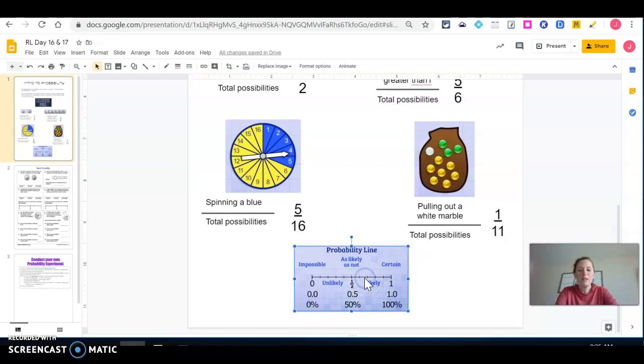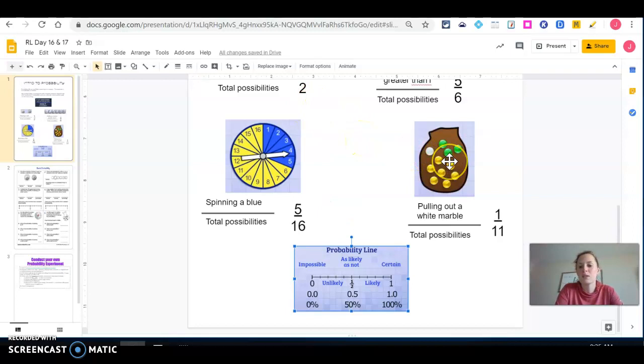line. And this is something that we use in probability to kind of tell us how likely something is to happen. So you can see the least likely something is to happen is that it's impossible. It cannot happen. The other part is it's certain, it has a 100% chance of happening. And then there's all this area in between. So none of our fractions that we came up with were 0.